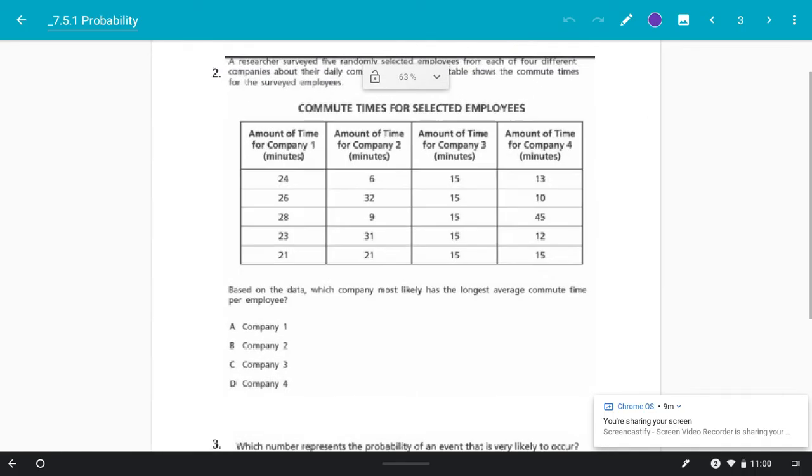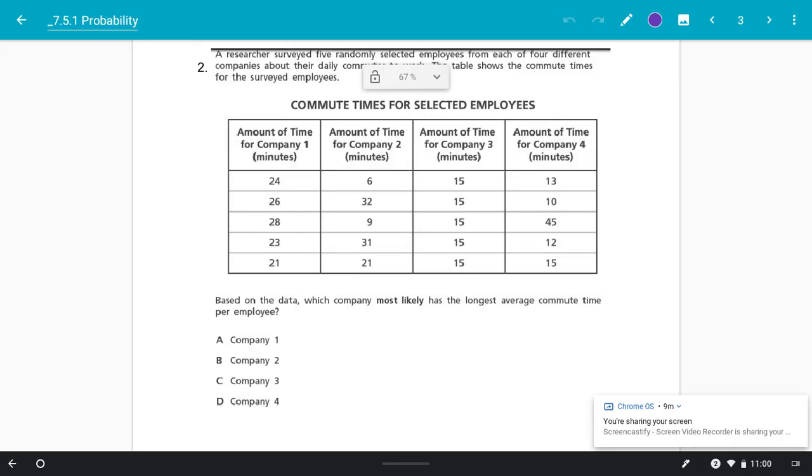All right, number 2. So this one's got a lot of information here, so let's read really carefully. A researcher surveyed 5 randomly selected employees from each of 4 different companies about their daily commutes to work. The table shows the commute times for the surveyed employees. So in our first column here, we have the amount of time for company 1 in minutes. So the 5 employees, there was 24 minutes, 26 minutes, 28 minutes, 23 minutes, and 21 minutes.